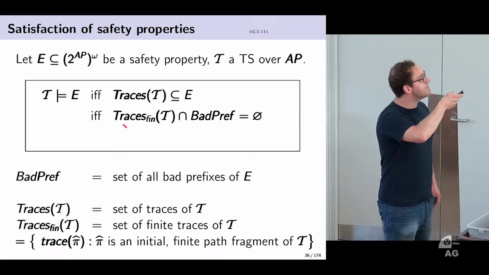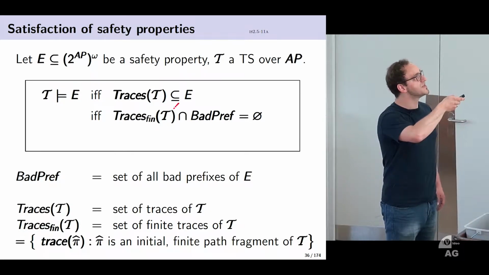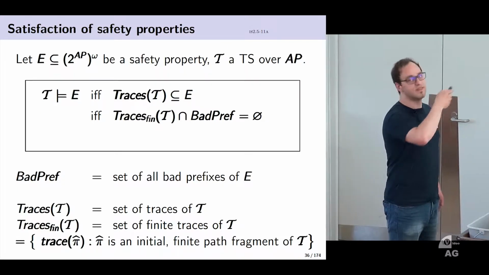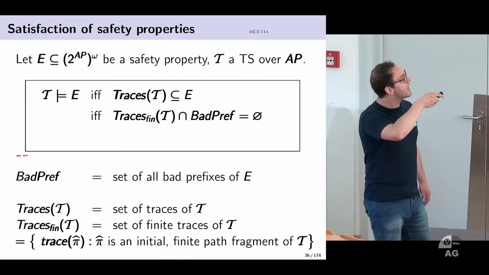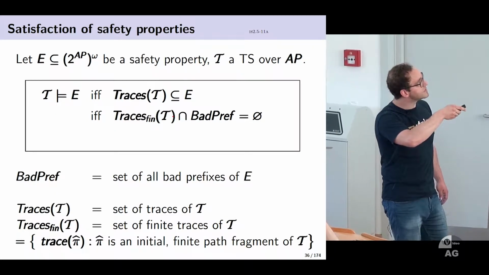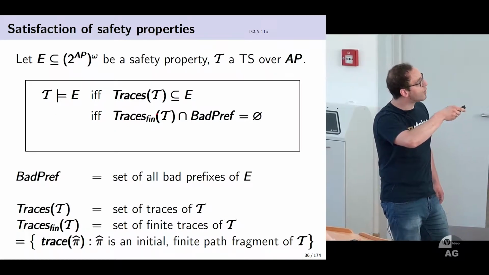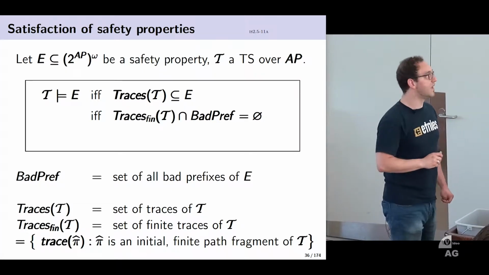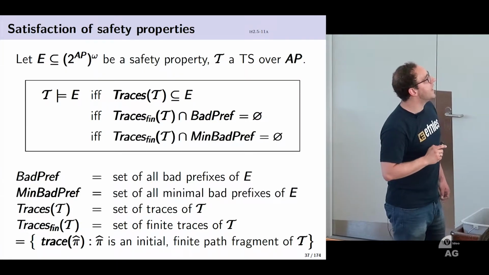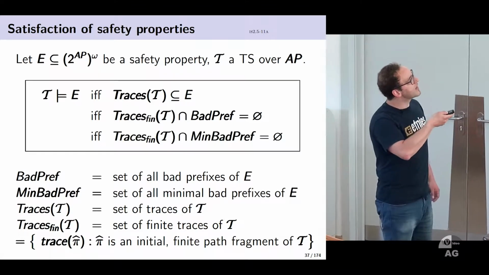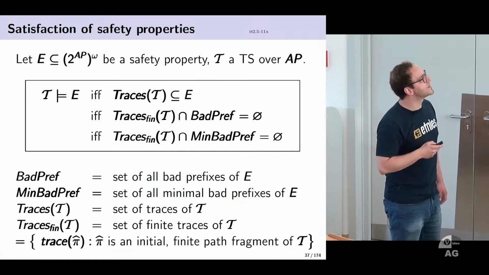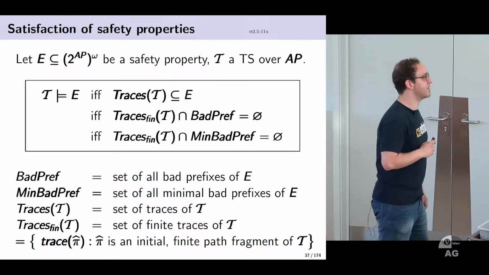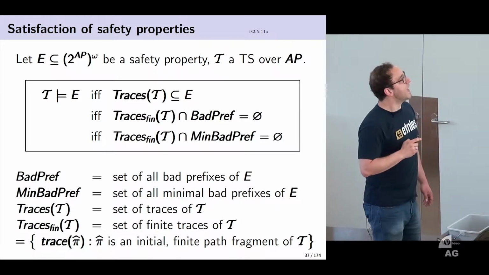And if the finite trace of the transition system has some bad prefix in there, it tells you that your property is not satisfied. This theorem also tells you that if this is empty, if there is no finite trace that's a bad prefix, then your property holds. And you can take that one step further by looking at the minimal bad prefixes. This is rather obvious if you already have the statement for the bad prefixes.